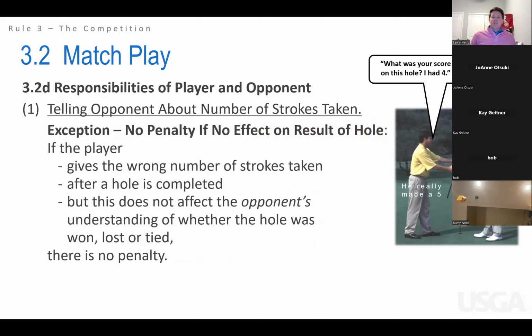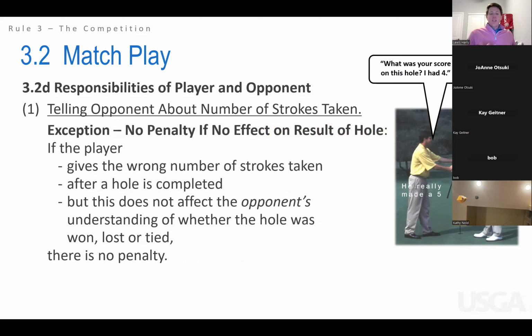We do have one exception to this rule. There's a lot of exceptions that pop up throughout the rule book. 3.2D is no different. We do have an exception here. There is no penalty, though, if that does not affect the results of the hole or the match, or if there's no misunderstanding.